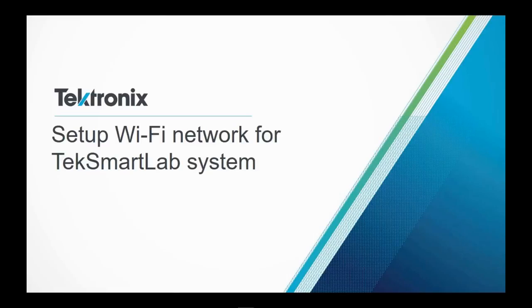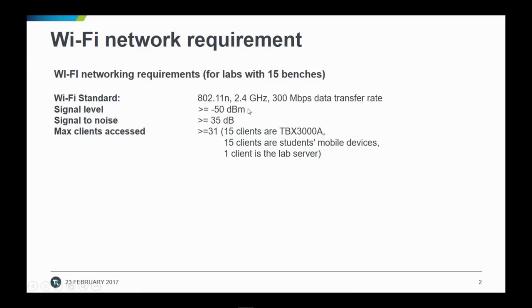network in different conditions. Here is an example of the Wi-Fi network requirement for a lab with 15 benches. Wi-Fi standard is 802.11n and 2.4 GHz. This is the standard of the Wi-Fi dongle supported by TBX3000A. Another important parameter is the maximum clients accessed in the Wi-Fi network.